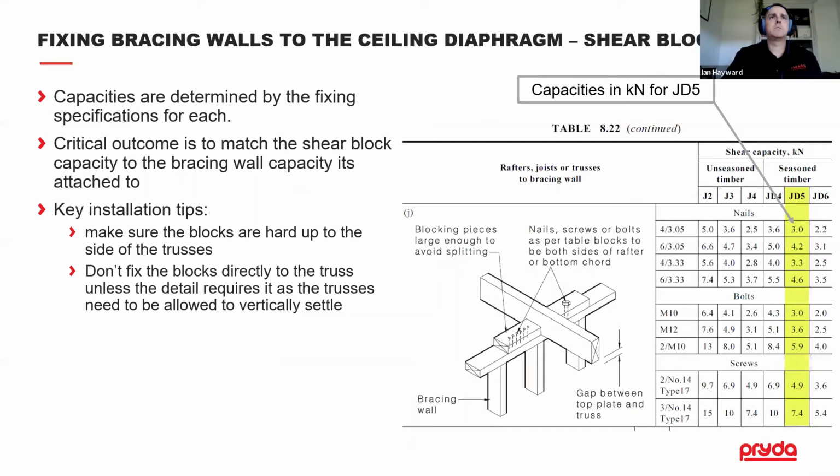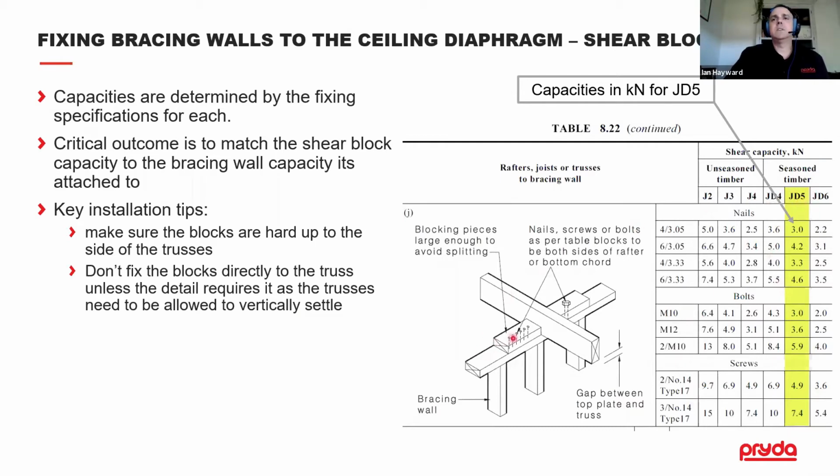So when we're looking at these types of systems, really the critical outcome is to match the capacity of the shear block to the bracing capacity of the wall. All right, so the way we do that, as we said, the shear capacity is nominated in 1684 for JD5, which is essentially MGP 10 timber.